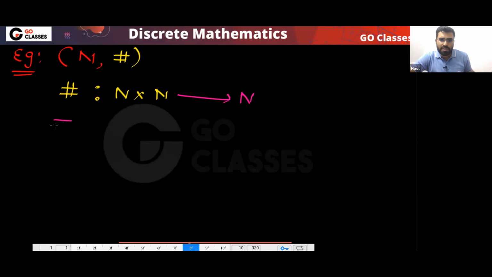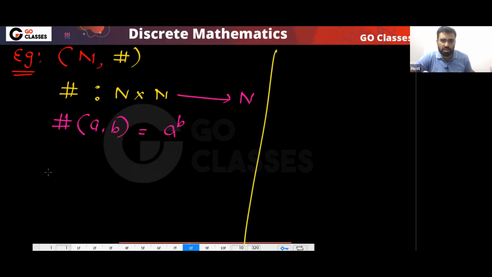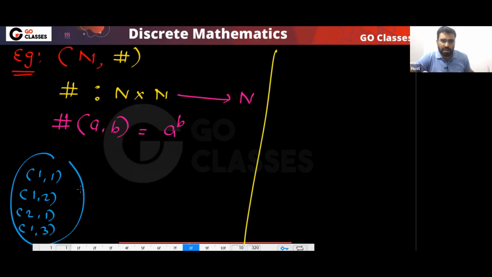Let me say that hash of a comma b is the same as a power b. So this is the operation. First, you understand this operation. This is the power operation. For example, this will take 1 comma 1, 1 comma 2, 2 comma 1, 1 comma 3. These are the elements, and this is your set of natural numbers. This operation hash will map N cross N to N.